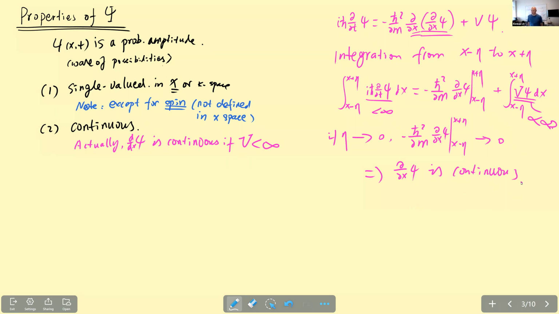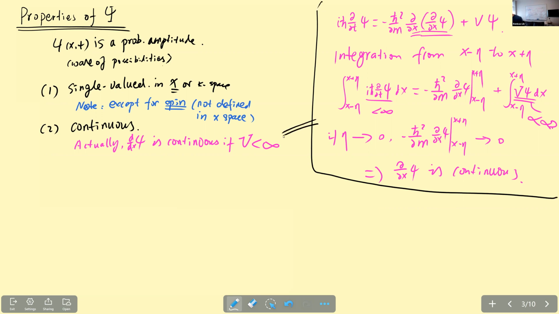So you can see that if the potential is finite, you can actually have not only the wave function is continuous, but also its derivative is also continuous. So this one will be useful later for solving the equation. So keep this in mind. So later we're going to use this.